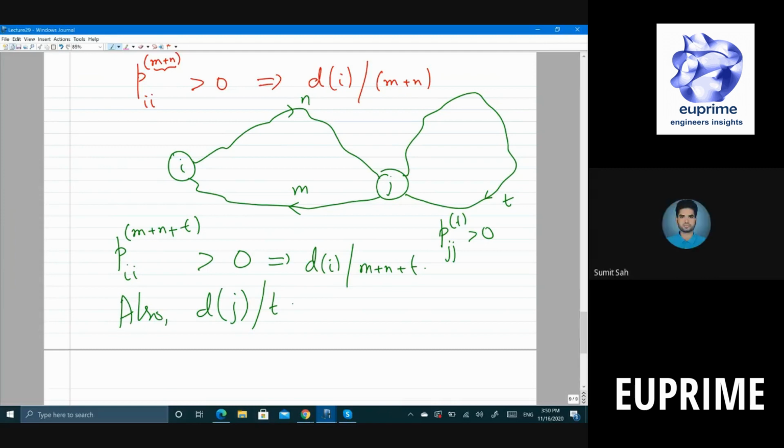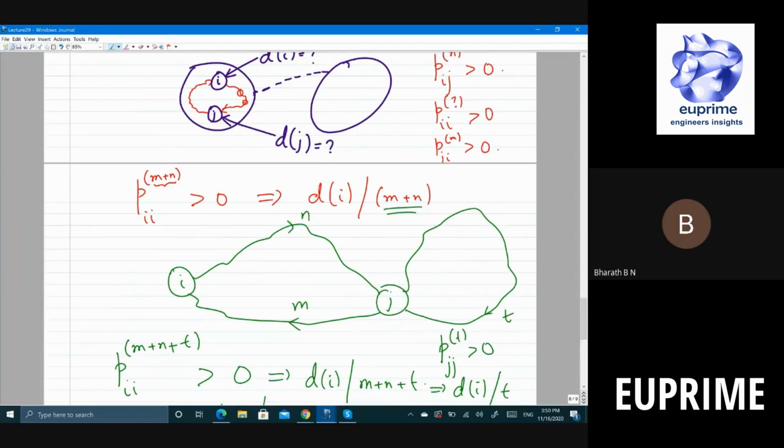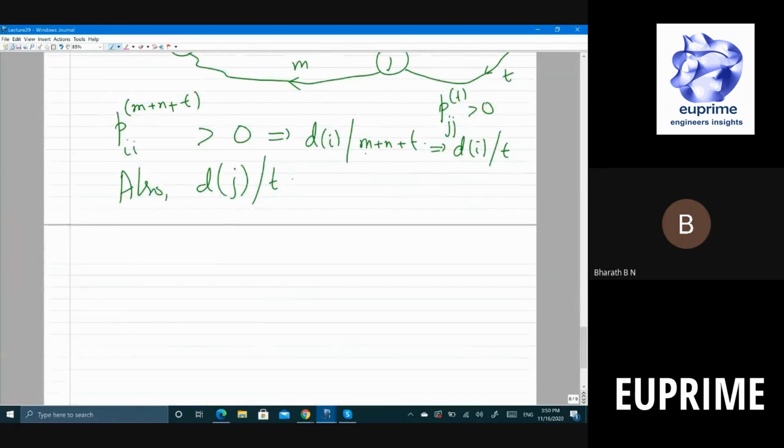Do you agree? Yes, sir. So this implies d of i also divides t, because why? It divides m plus n also, and it also divides m plus n plus t. That means it should divide t, right? You cannot add some number and get a multiple otherwise. Very simple, right? D of i divides t. So d of j also divides t.